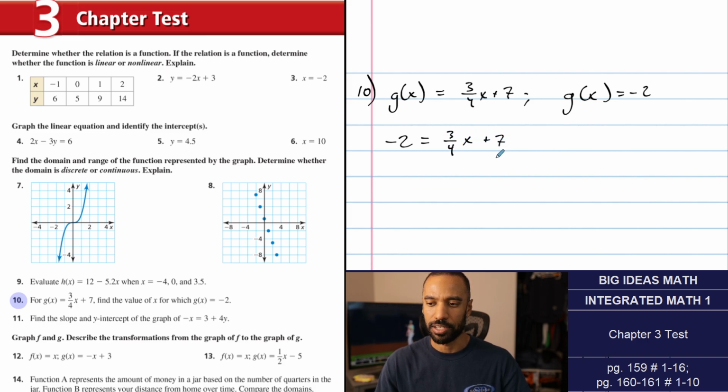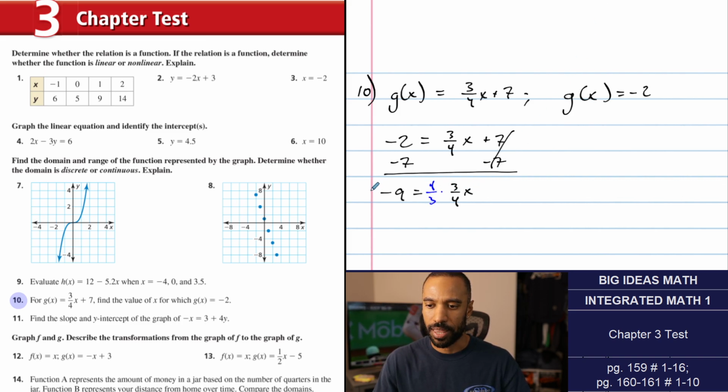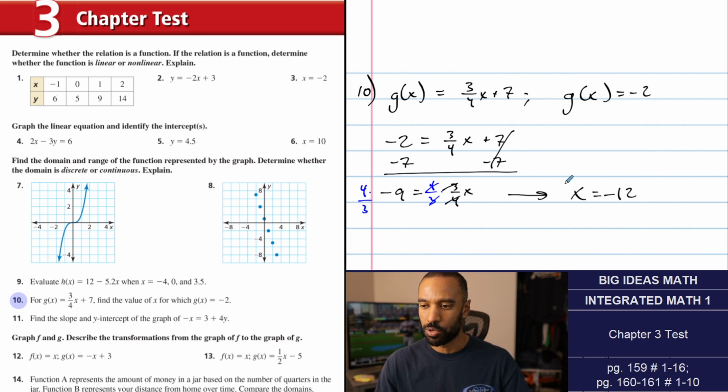Let's solve for x. I want to subtract 7 from both sides to get the x term by itself. It is a 3/4. I would love to multiply both sides by 4/3 to counter that and solve for x officially. Now, -9 times 4/3 is -9 divided by 3 is -3 times 4 is -12. X equals -12. That's what we would have to input into this equation to get -2 for y.